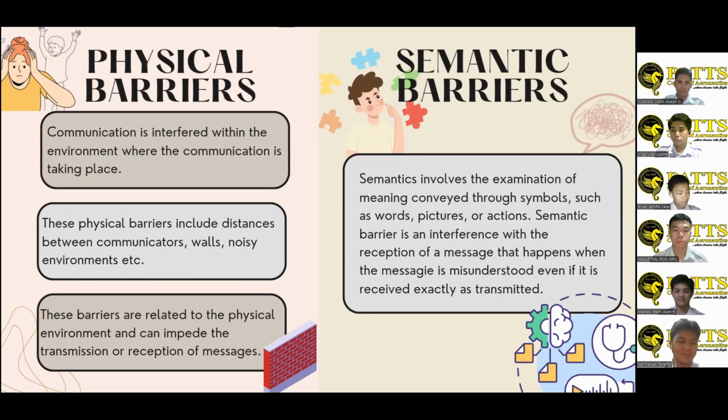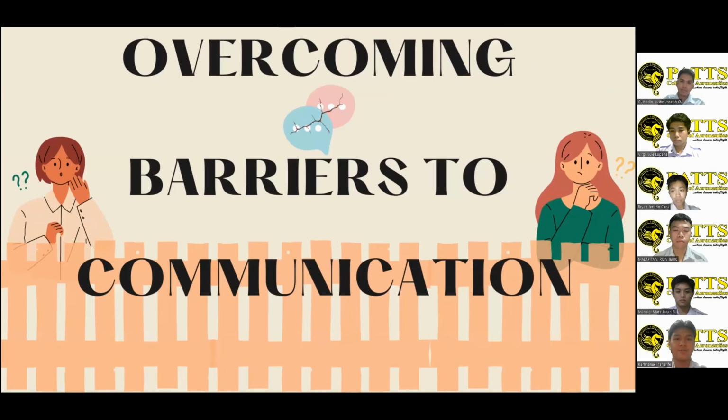So an example is when the teacher says something and the teacher expected that the students got it, but unfortunately the students got another meaning. So they misunderstood the message, even if it is received exactly as transmitted. So how do we overcome these barriers in communication?